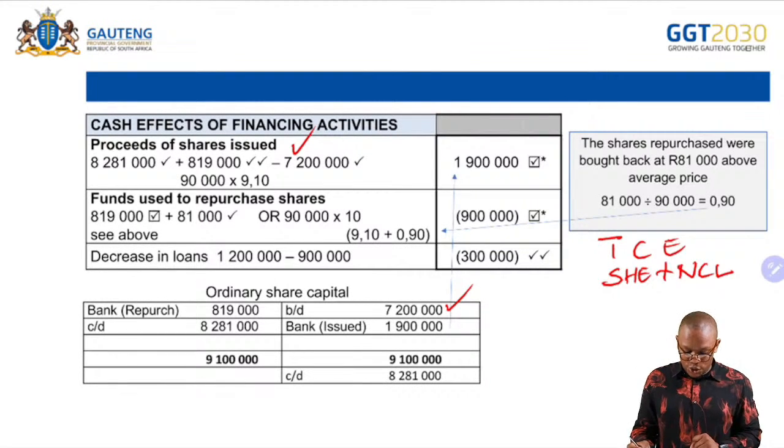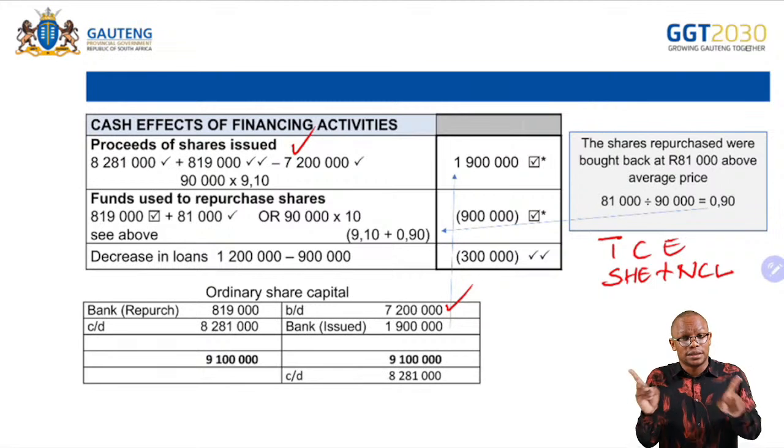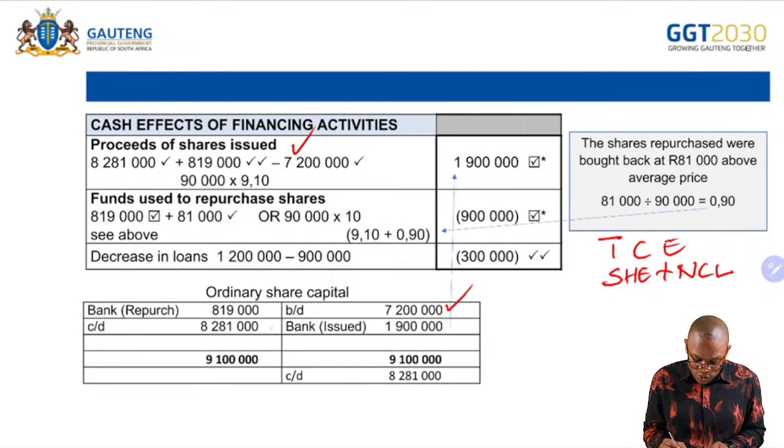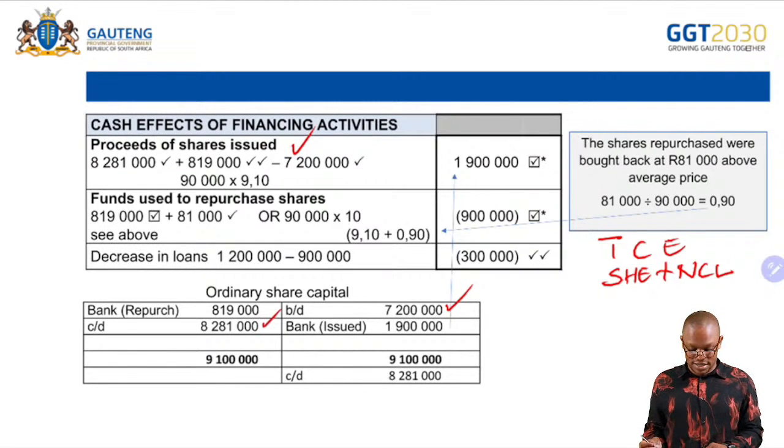So when you go to your answer book, remember I said, what must you do? You do what the examiner is telling you. Then you do what? The opposite. So ordinary share capital, as owner's equity, has a credit balance. So the closing balance, you put it on the debit side.